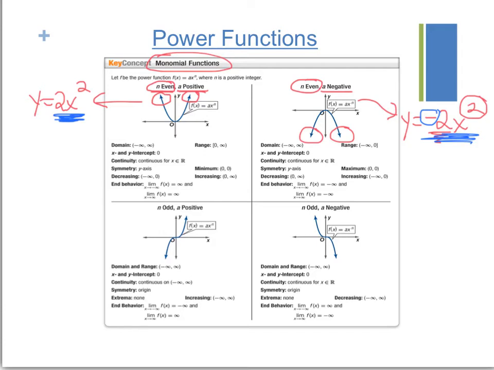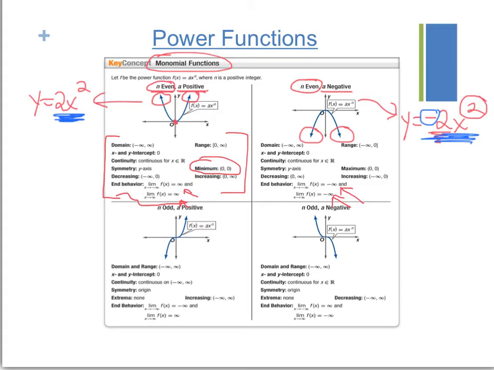In the boxes here, they talk about analyzing the function. All of these things we've talked about before: the domain of the function, the x and y intercepts, the continuity, its symmetry, whether it's decreasing or increasing, and what its extrema are. It shows that it has an absolute minimum at (0, 0). For end behavior, when both ends are pointed up, the end behavior approaches infinity in both directions, and over here you approach negative infinity in both directions because both ends are pointed downward.